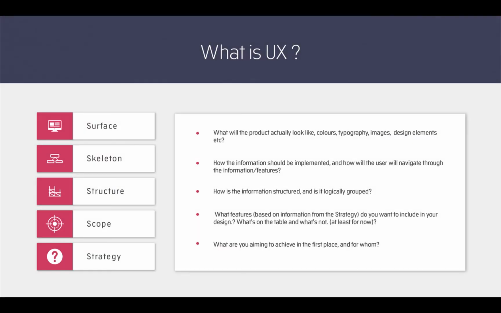So let's look at the planes in more detail. Again, let's look at the strategy and move on up, bubble up to the surface. So the strategy is concerned with what are we aiming to achieve in the first place and for whom. When moving on up to the scope plane, we then ask the question, what features, based on the information from the strategy, in other words, based on our business goals and objectives and the reason behind the product's existence, do we want to include in our design? What's on the table and what's not, at least for now.